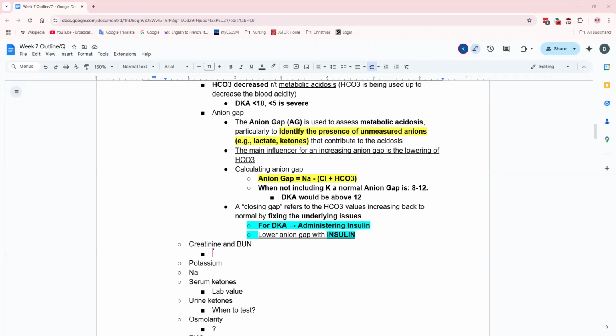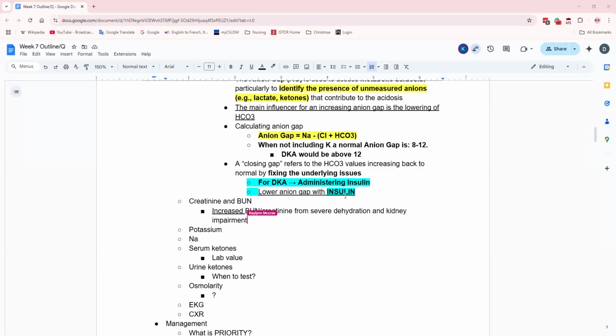Dehydration, fun stuff, shows how our kidneys are performing, right? So if I end up having severe dehydration, I can have maybe even an AKI. Why not? Throw some fun into the mix, shall we? So you might expect to see an increased BUN and creatinine.